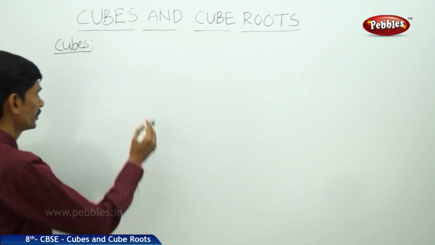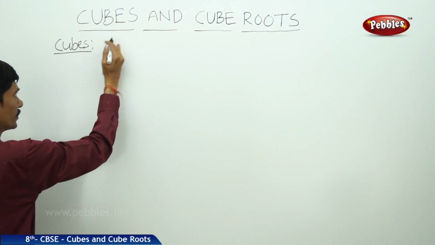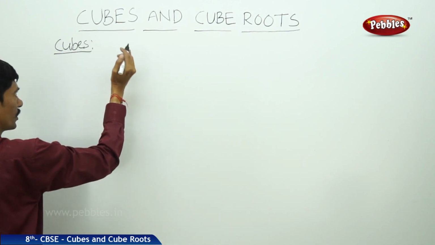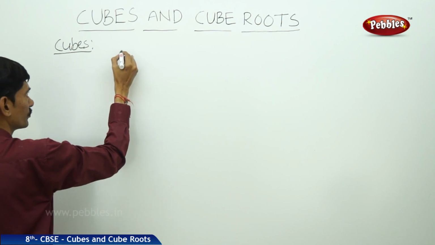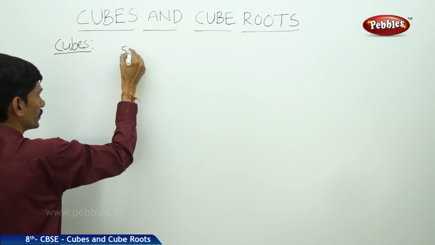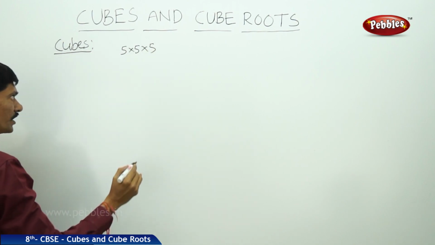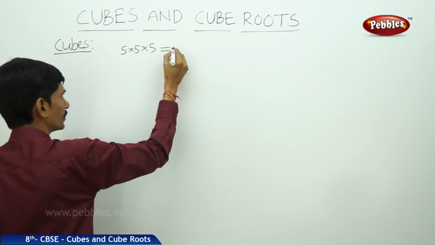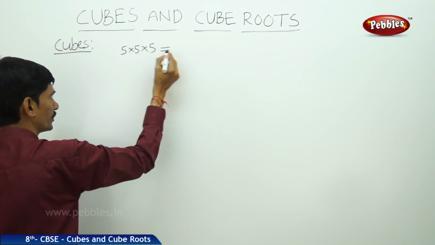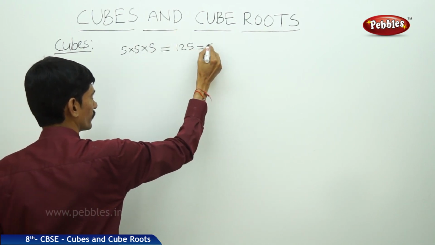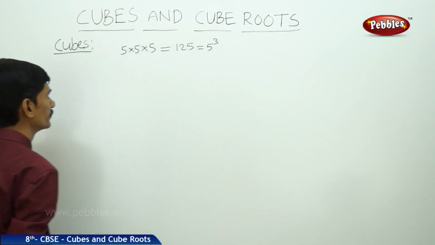Now what is a cube? If a number is multiplied by itself 3 times, then the number obtained is called the cube of the given number. So here 5 into 5 into 5. 5 is multiplied by itself 3 times. Then we get 5 5s are 25, 25 5s are 125. So 125 is the cube of 5, meaning 5 cube.